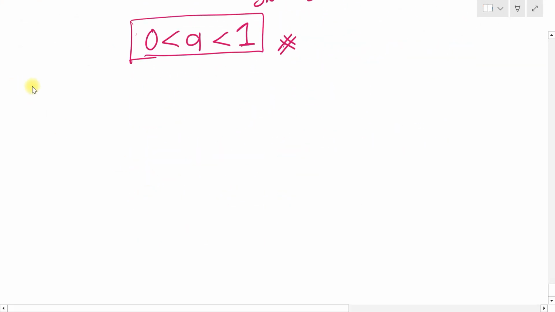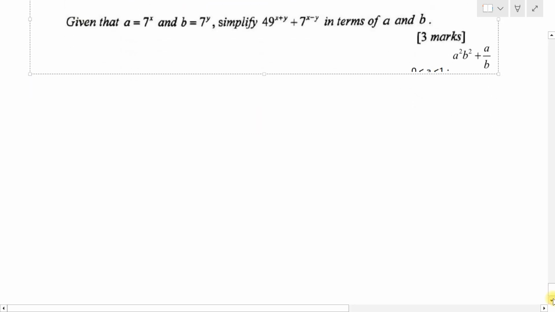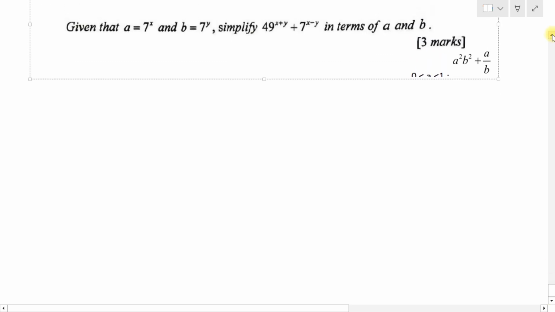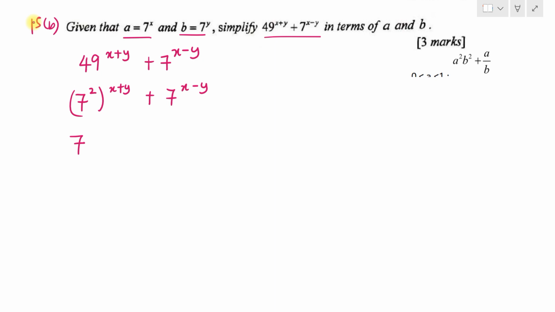15B. Given that A like this, B like this, simplify this. Okay, let's see what they give. 49 to the power X plus Y plus 7 to the power X minus Y. Should be easy. 49 is 7 squared. 7 to the power 2 times X plus Y plus 7 to the power X minus Y. Okay, then what can we do? We expand it. 7 to the power 2X plus 2Y plus 7 to the power X minus Y.